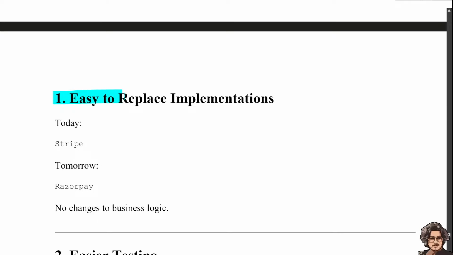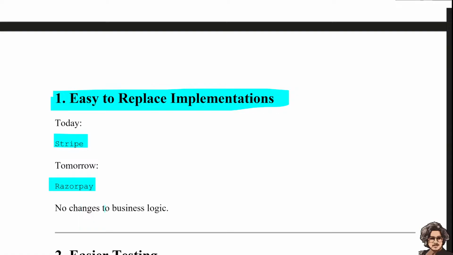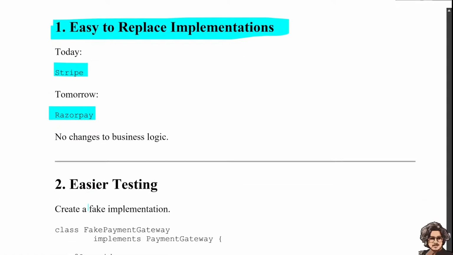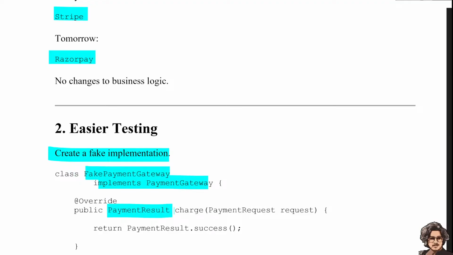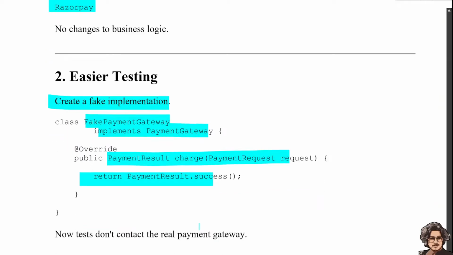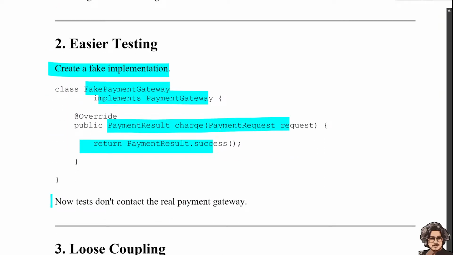First of all, it is easy to replace the implementation. Today we use Stripe, tomorrow we use another one, so there is no need to change the business logic. It is easier for testing: create a fake implementation, class FakePayment implements the payment gateway, and override the charge to return success. Now the test does not contact the real payment gateway.